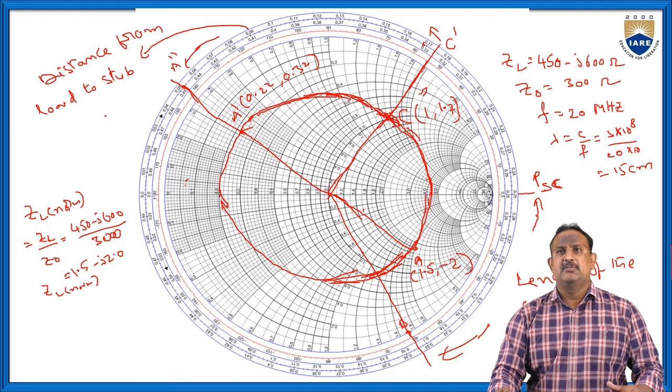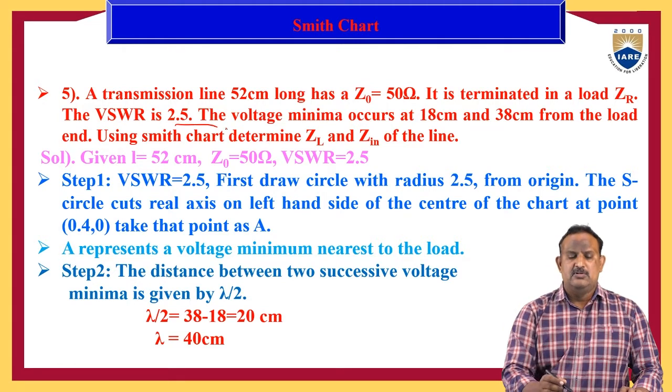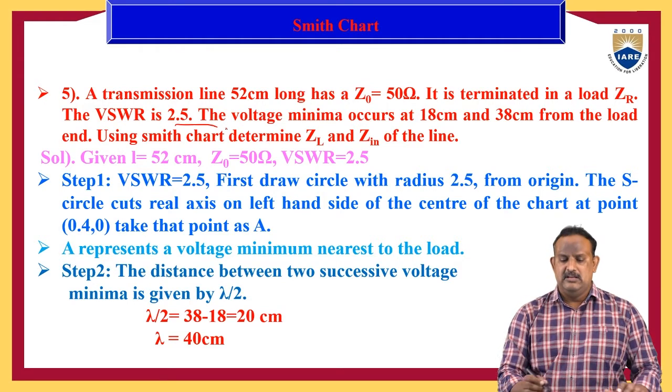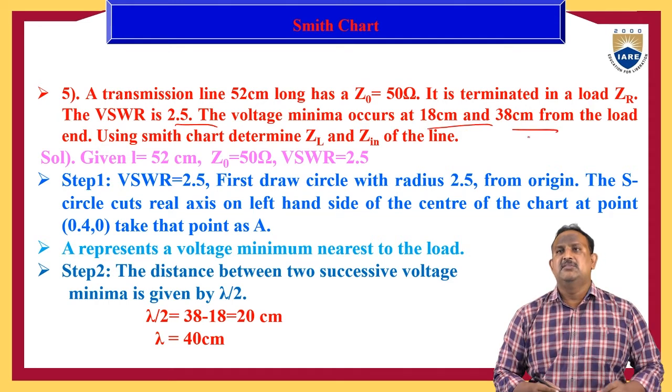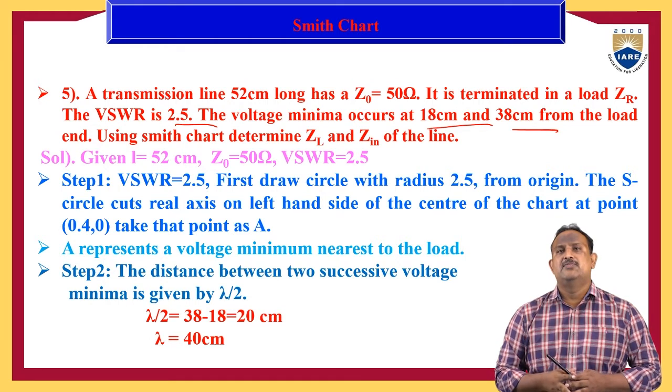Next, we'll see the other problem. A transmission line 52 centimeters long has a Z0 equal to 50 ohms. It is terminated in a load ZR. The VSWR is given as 2.5. The voltage minima occurs at 18 centimeters and 38 centimeters from the load end. Using the Smith chart, determine the ZL value and Zin value of the line.